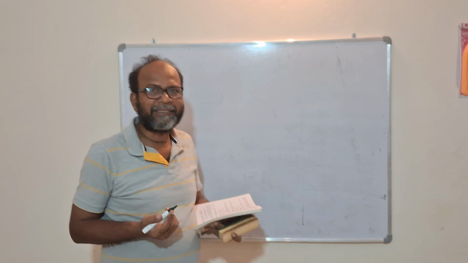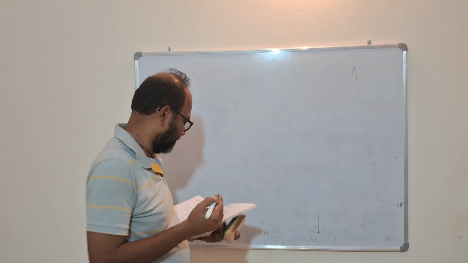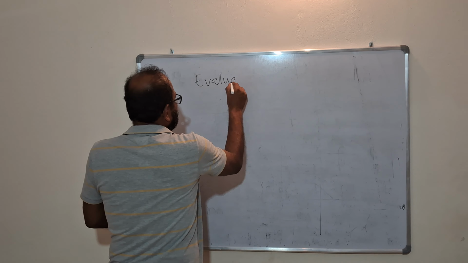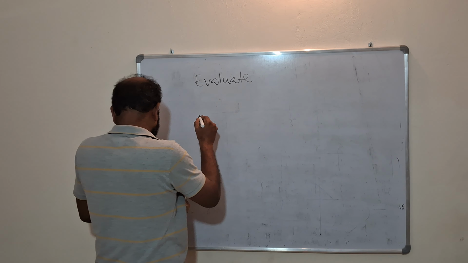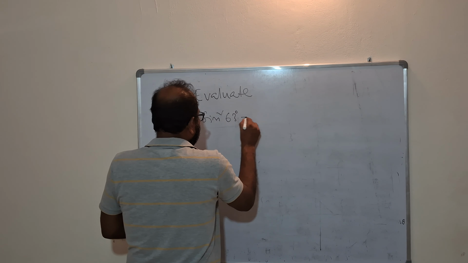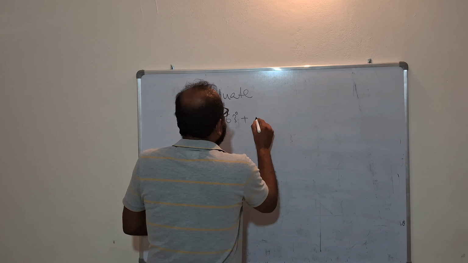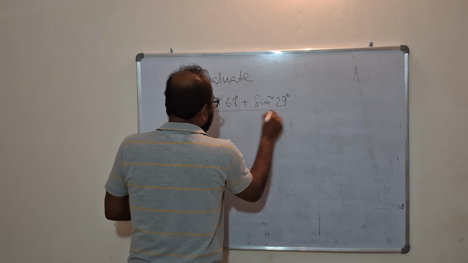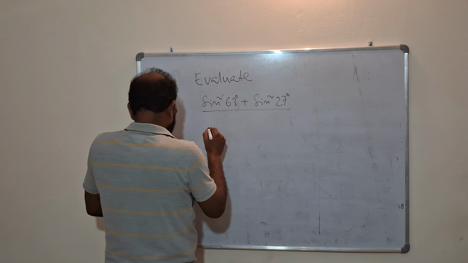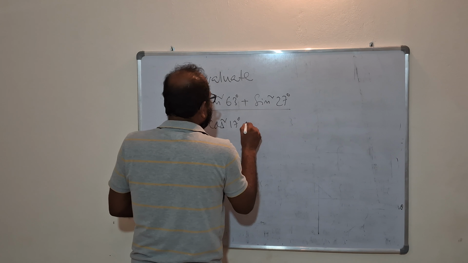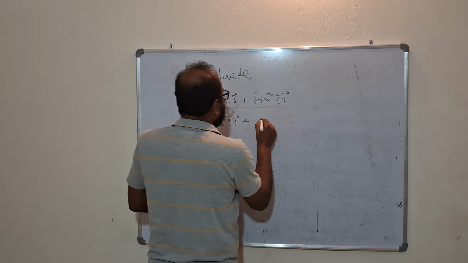Okay, now we will discuss the problems. So evaluate sin square 63 degree plus sin square 27 degree by cos square 17 degree plus cos square 73 degree.